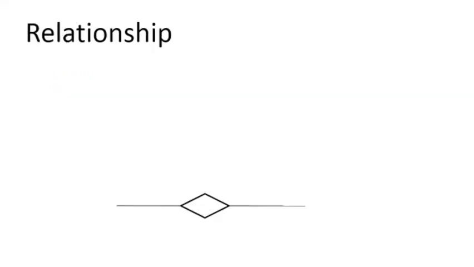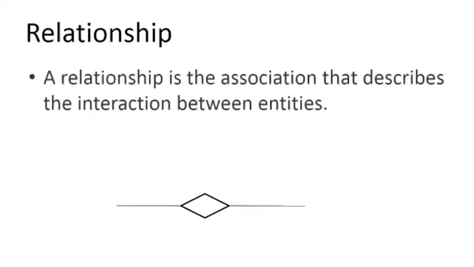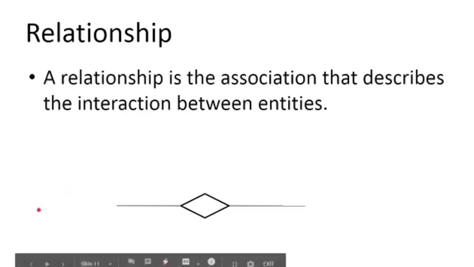Let's see what a relationship is. Relationship is nothing but an association that describes the interaction between the entities. We have one entity here and another entity here.